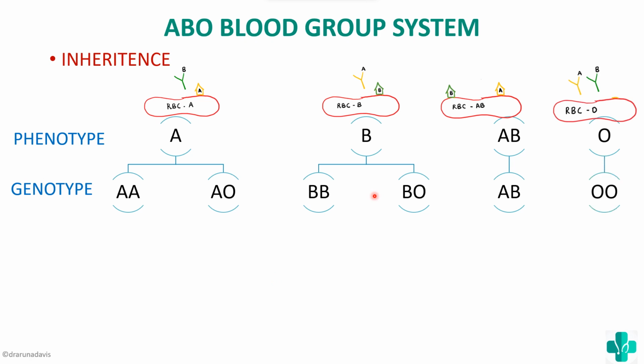So why is this so important? It helps especially in disputed paternity. For example, if the mother is A blood group and the father is an O blood group, then the child cannot be of B blood group, right? So this is especially important in cases of disputed paternity.